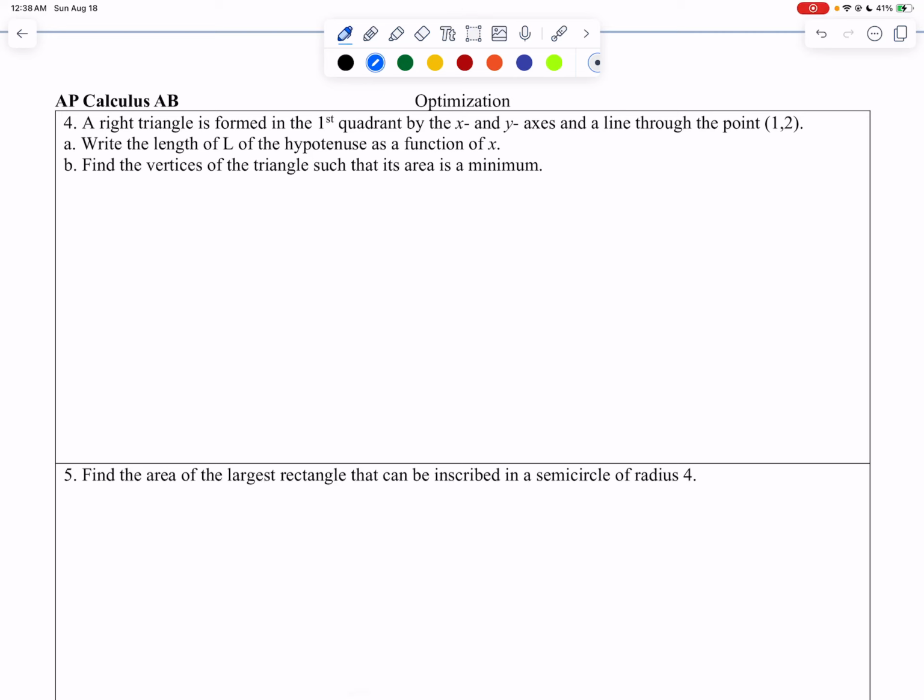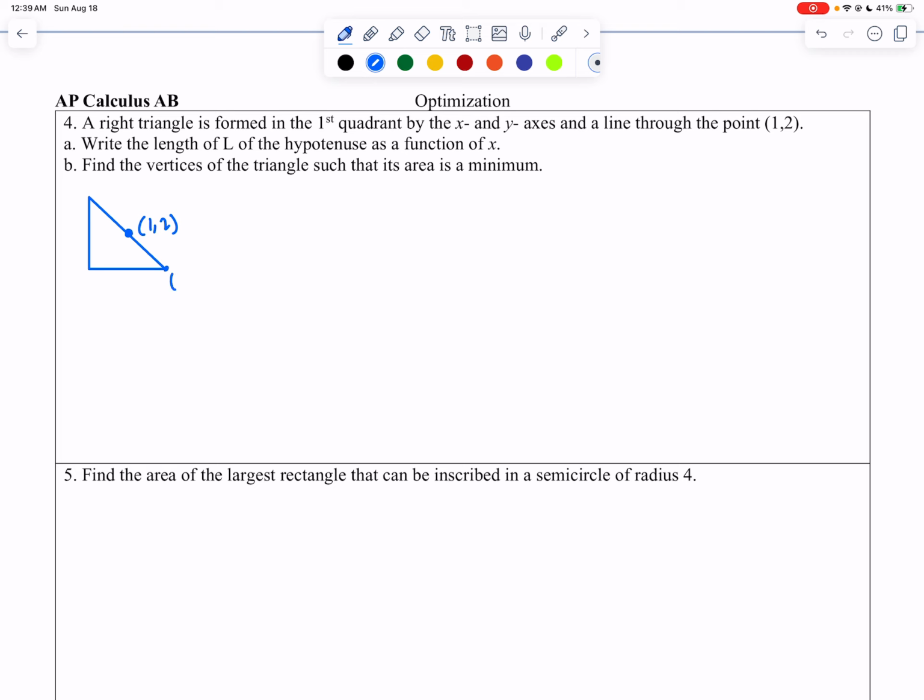Alrighty, in this video we are going to be doing optimization in terms of triangles, aka let's say that we're using Pythag as our equation. Which one? We'll find out. So for 4a, we want to write the length of the hypotenuse as a function of x, given that we have a right triangle formed in the first quadrant by the x and y axes, and it passes through the point (1, 2).